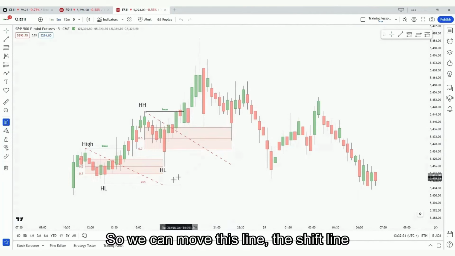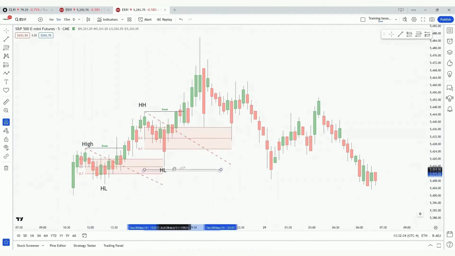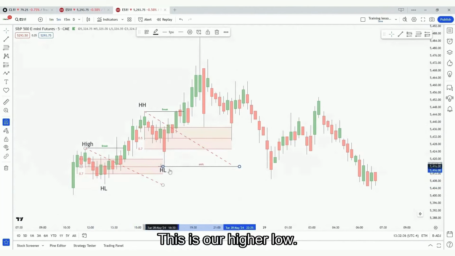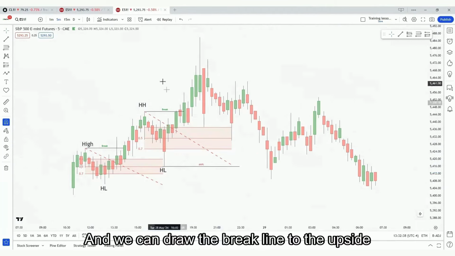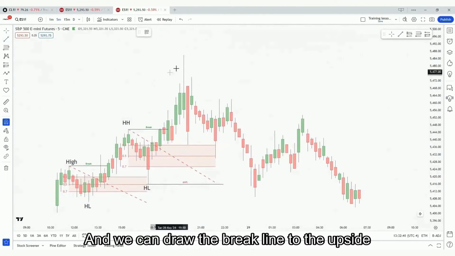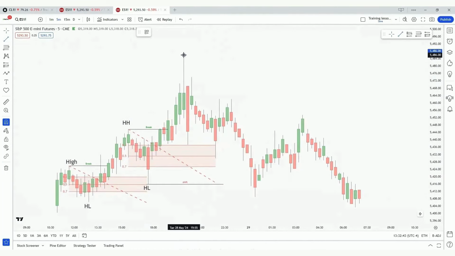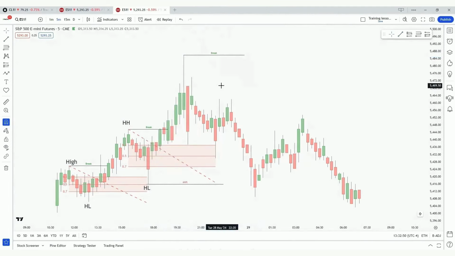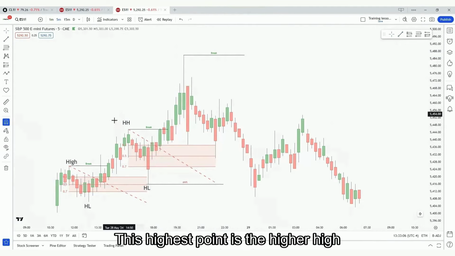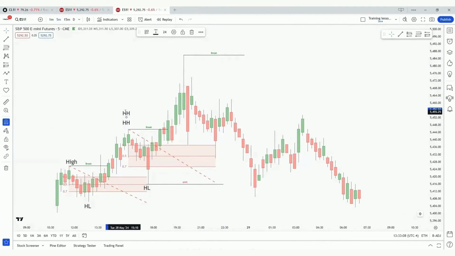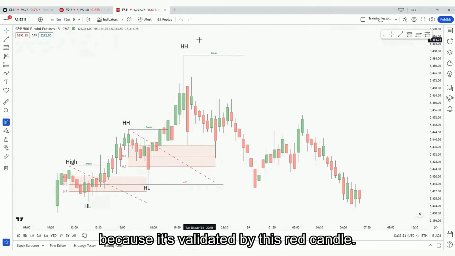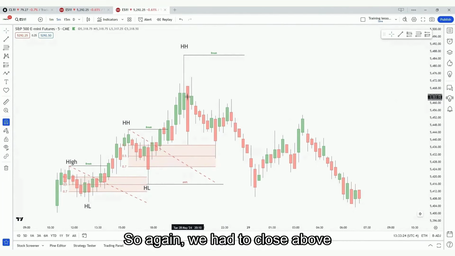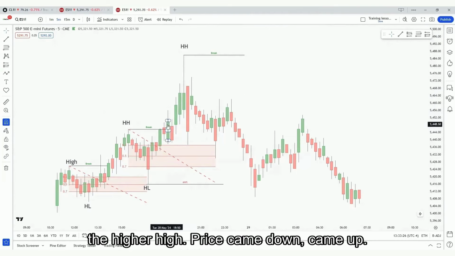So we can move this line, the shift line, to the new higher low. This is our higher low. And we can draw the break line to the upside to the highest point here. Break to the upside. This highest point is the higher high. Because it's validated by this red candle. So again, we had a close above the higher high.